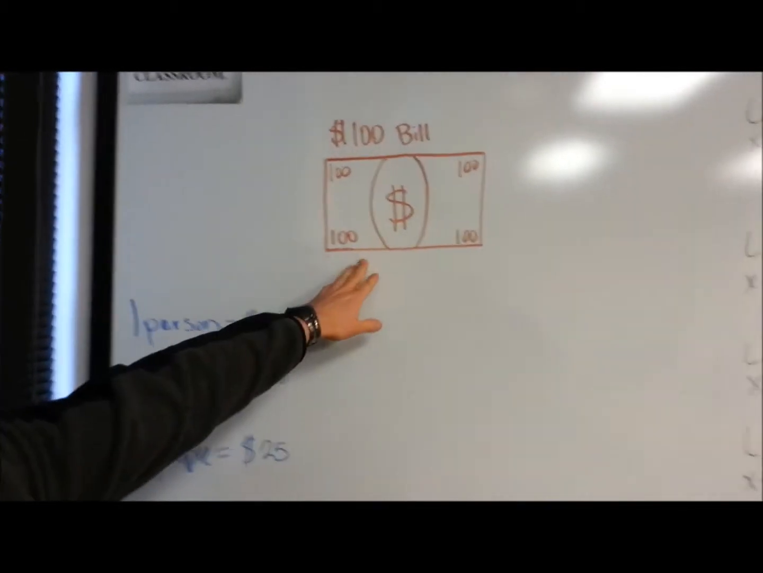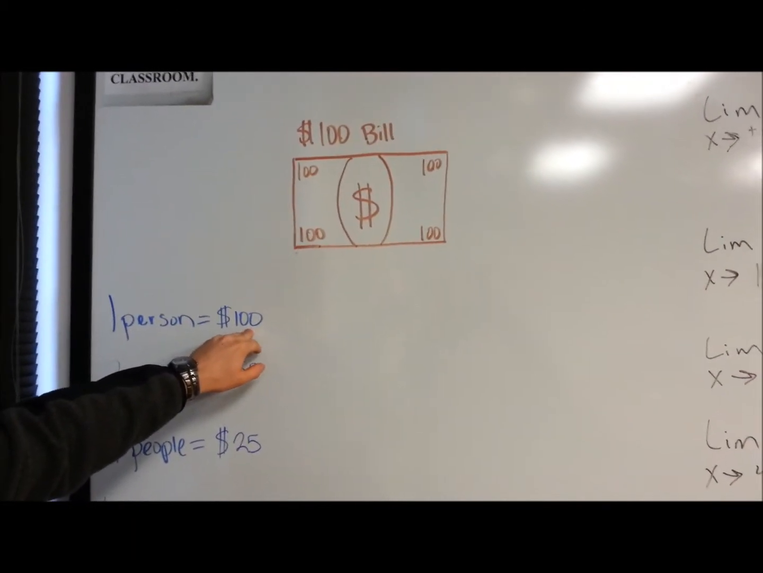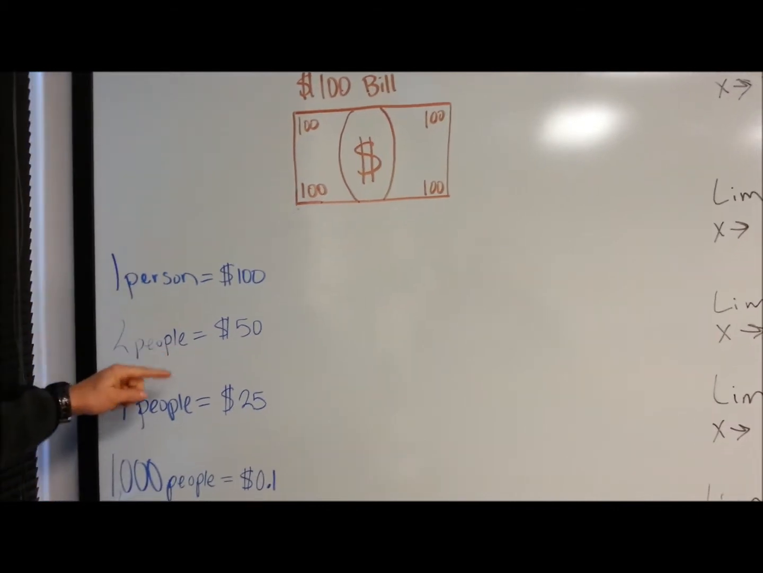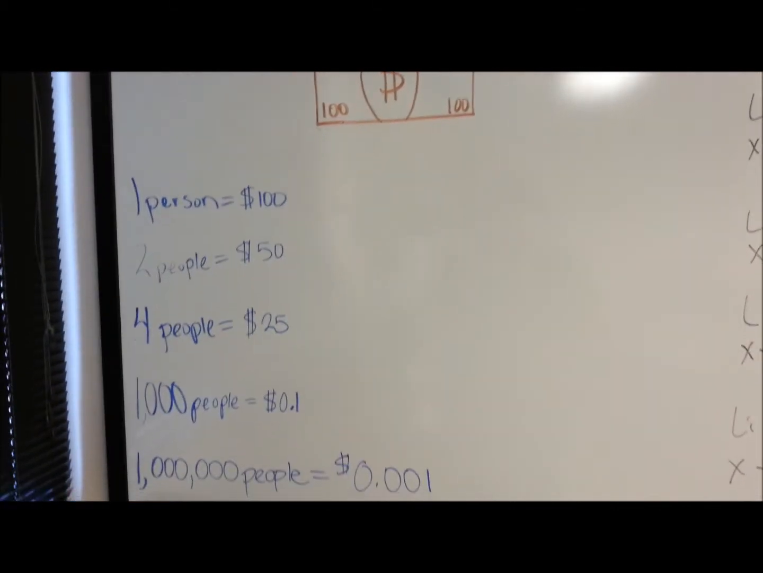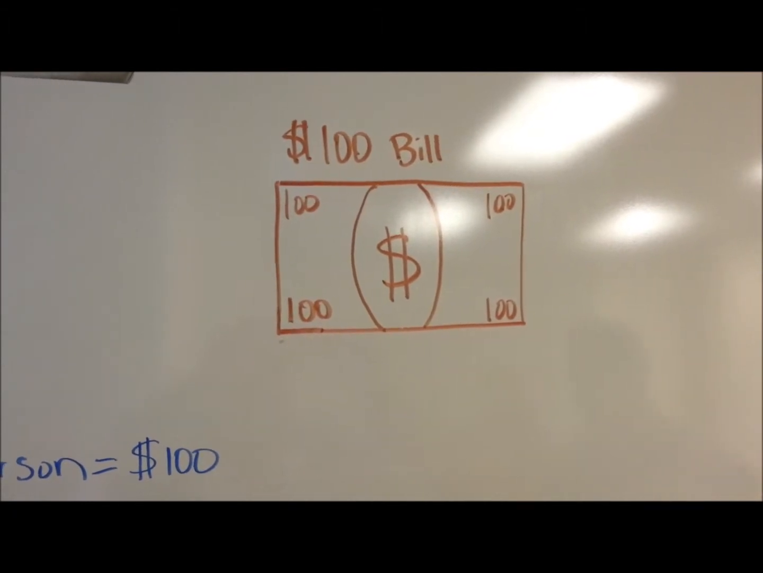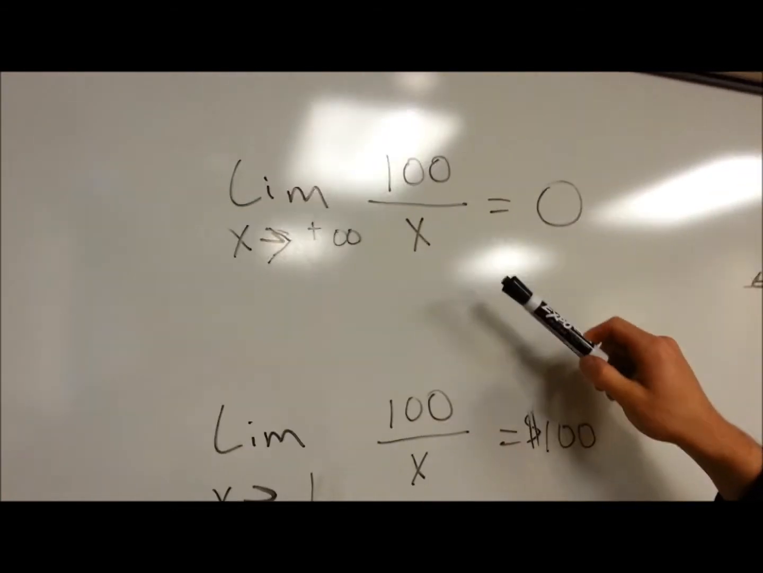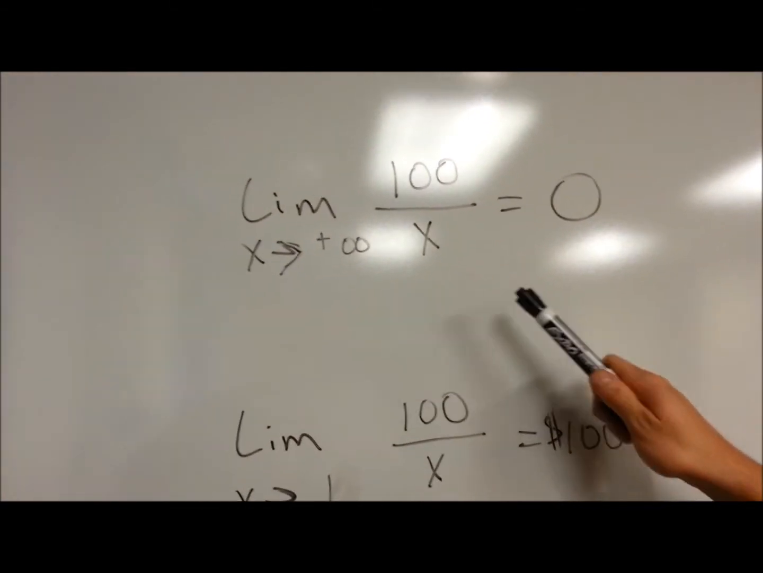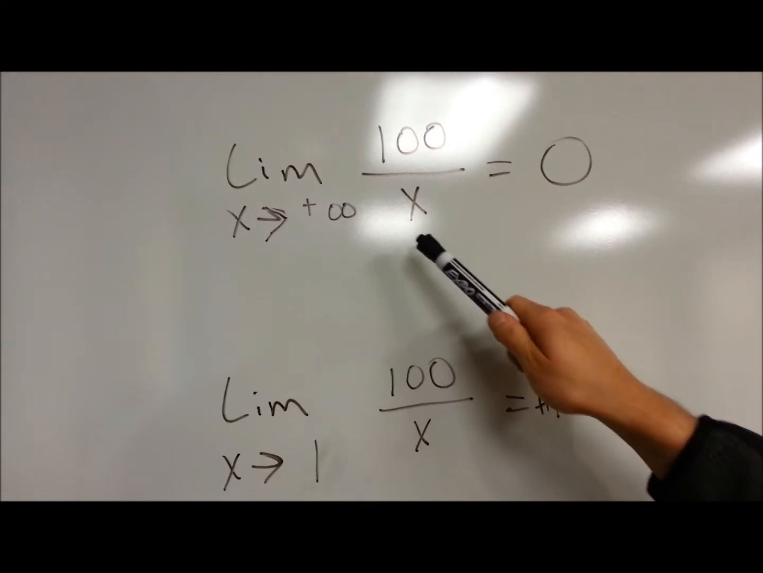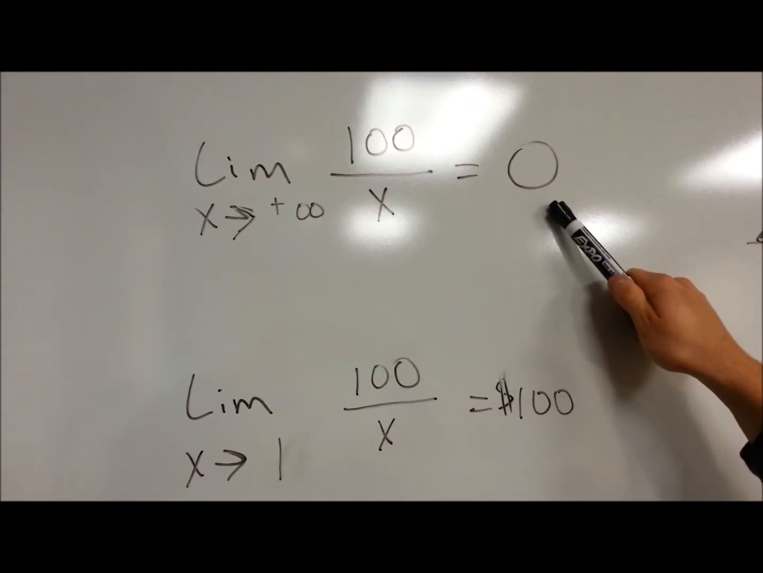So if we had a $100 bill and we divided it by one person, that person would get $100. The more and more people we divide it by, the less and less each person gets. So the function of 100 over x represents our $100 bill being divided by more and more people as x approaches positive infinity. As x gets larger and larger towards infinity, our function is going to approach 0.